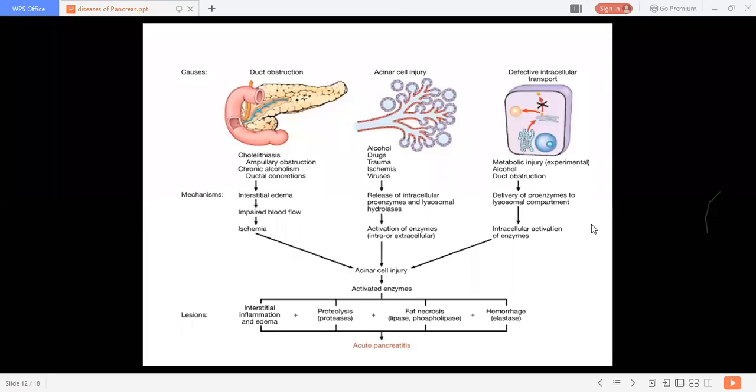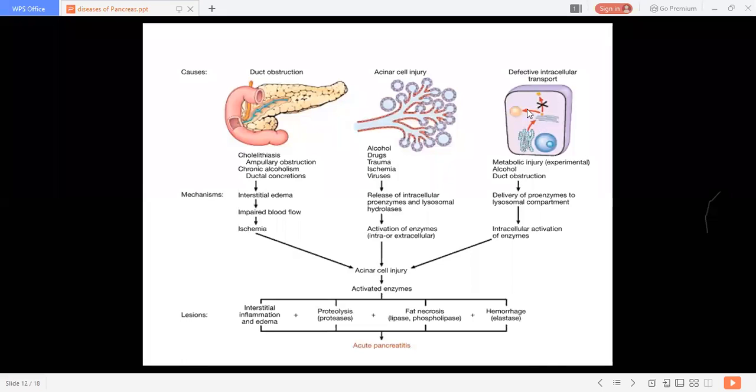Defective intracellular transport. See the causes of this defective intracellular transport. It is metabolic injury. Now what are the metabolic causes? We discussed, no? It may be alcoholism, hyperlipoproteinemia, hypercalcemia, drugs, or a genetic factor. And then separately there are alcohol and duct obstruction. It will lead to delivery of proenzymes to the lysosomal compartment.